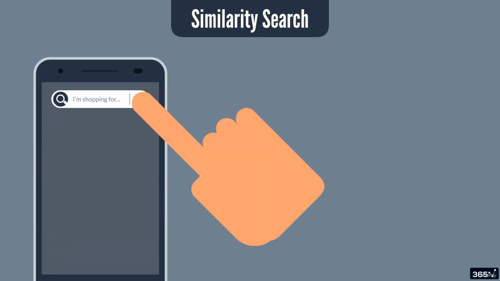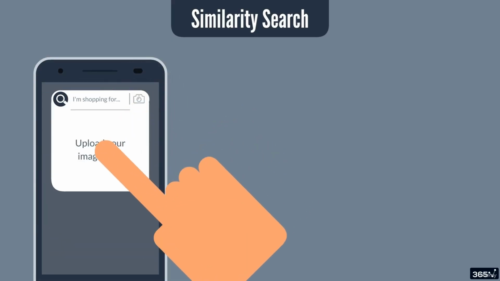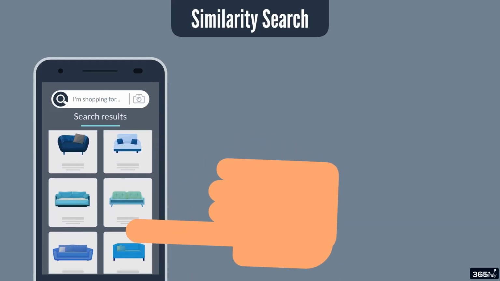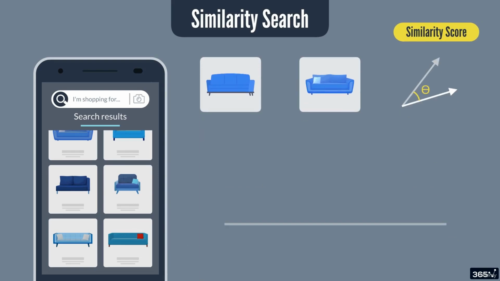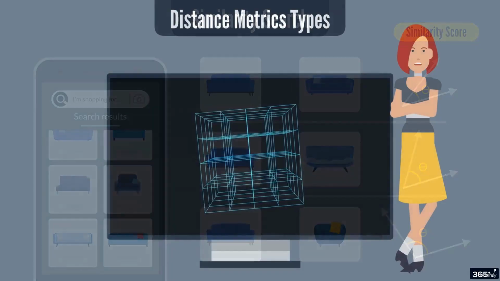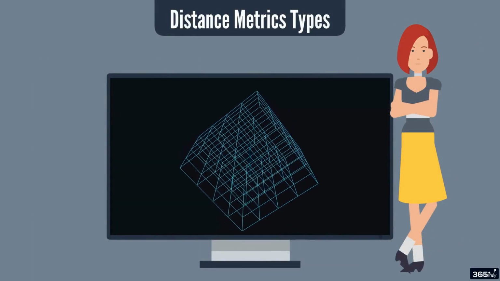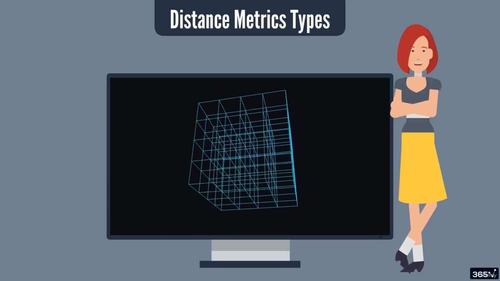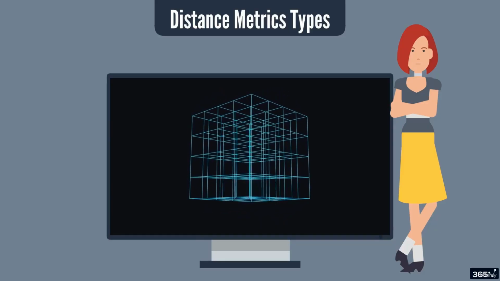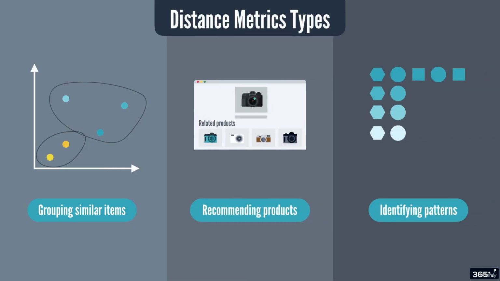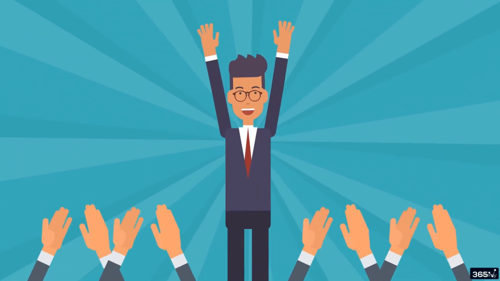For instance, when a user uploads an image to a search engine to find similar ones, the engine uses these metrics to compare the user's image vector with vectors in the database, rapidly identifying those with the smallest distances or highest similarities. By mastering these distance metrics, we gain the power to navigate vector spaces with precision, tailoring our approaches to the specific needs of each application. Whether grouping similar items, recommending products, or identifying patterns, these metrics are the way we can measure how similar they are.